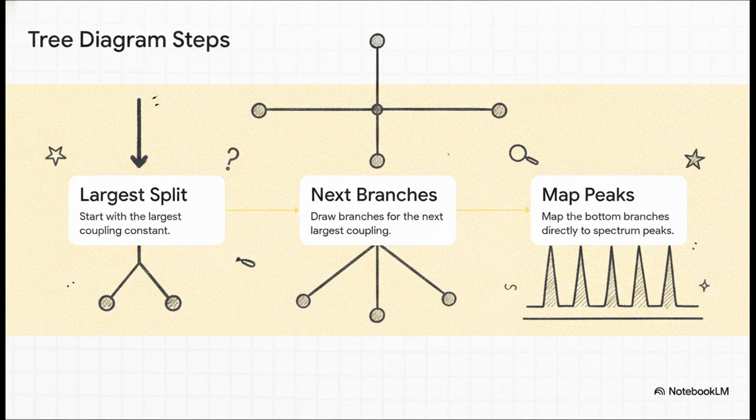First, you take the proton's initial signal and you split it using the largest coupling constant. Then, you take those new branches and split them again using the next largest coupling constant. You keep going down the line until you've accounted for all the couplings. Finally, you map the very bottom branches directly to the peaks on your spectrum.